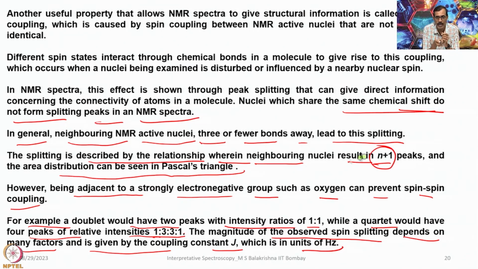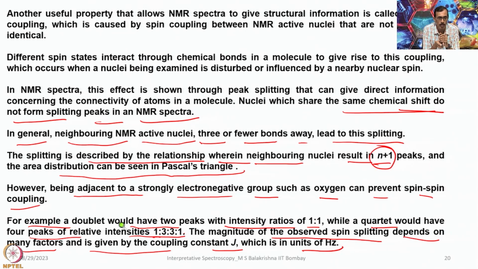That information directly comes from Pascal's triangle for a particular I value. You should remember Pascal's triangle varies with I values. For I equals 1/2 we have one Pascal triangle, for I equals 1 we have a different Pascal triangle, and we have to use a totally different Pascal triangle when I equals 3/2 or 5/2. However, being adjacent to a strongly electronegative group such as oxygen can prevent spin-spin coupling between two neighboring groups where we have protons.